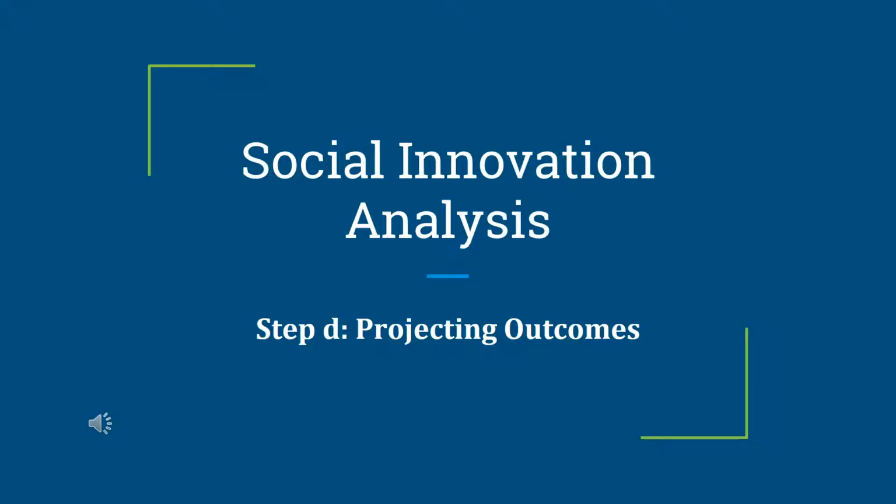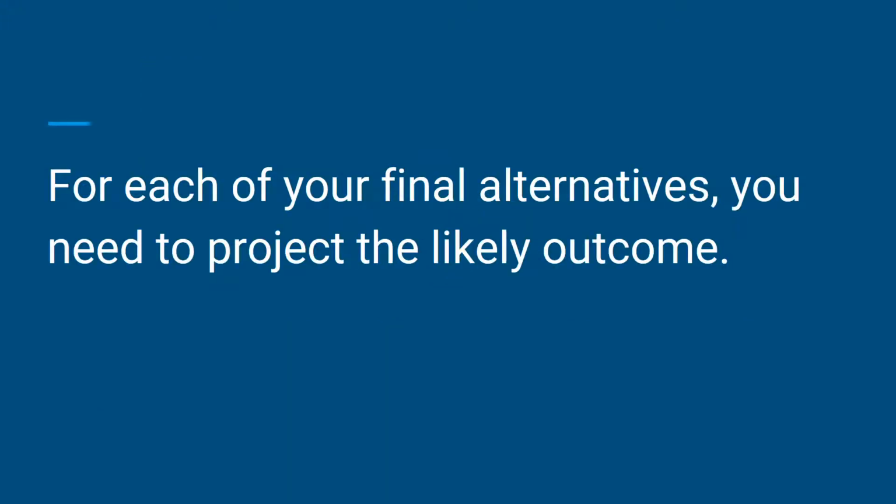Step D, projecting outcomes. Once you have completed Step C and you have developed 2 or 3 or 4 different alternatives, if only temporarily, you're ready to start with Step D. For each of your final alternatives, you need to project the likely outcome. You want to see what might happen.